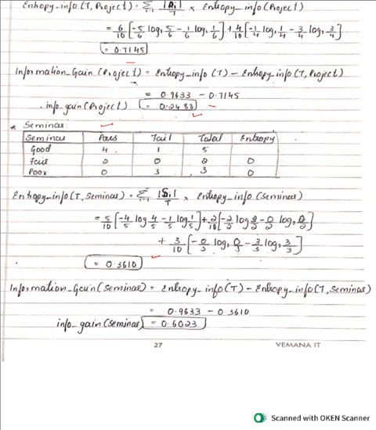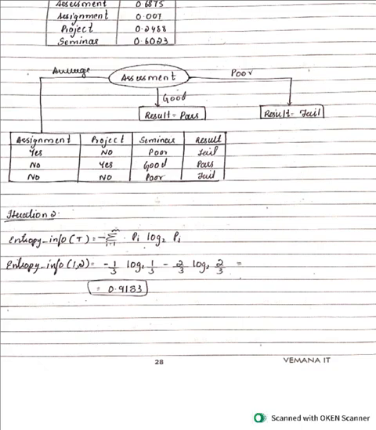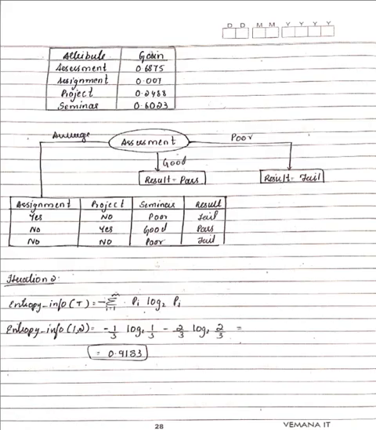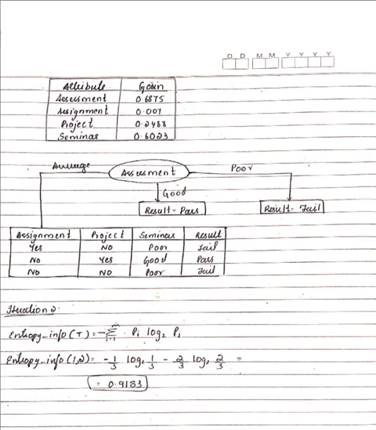Calculate the gain. So here the information gain is equal to what? 0.963 minus 0.36. You will get 0.6023. Okay, guys. So once you compute the gain of all the attributes, next we have to list them out like this: attributes and gain. If you observe the gains for assessment, assignment, project, and seminar, assessment has the maximum gain, 0.6875. So we choose this node as the best splitting point, as the root node.